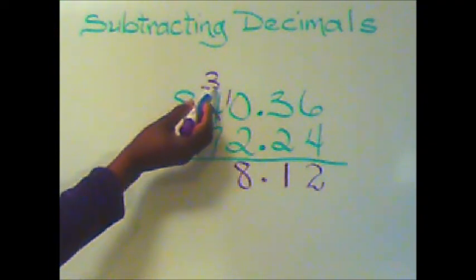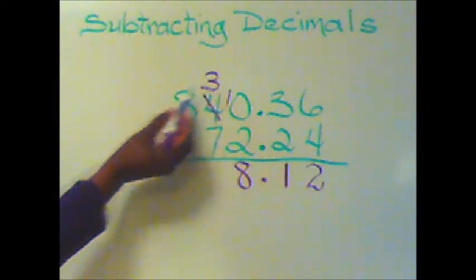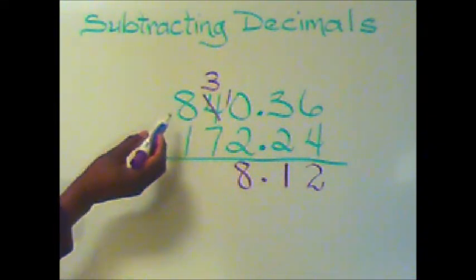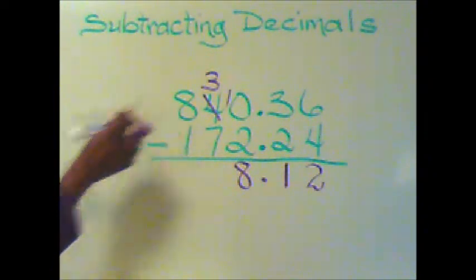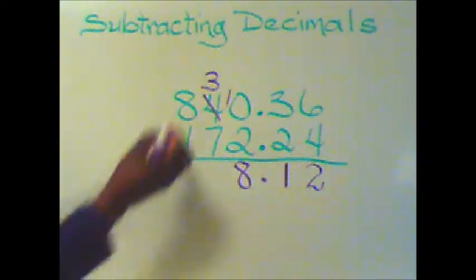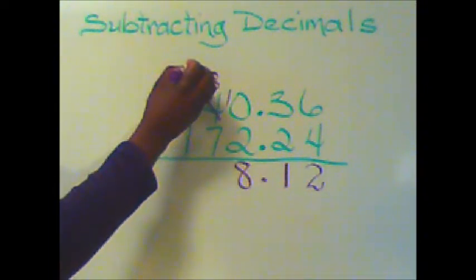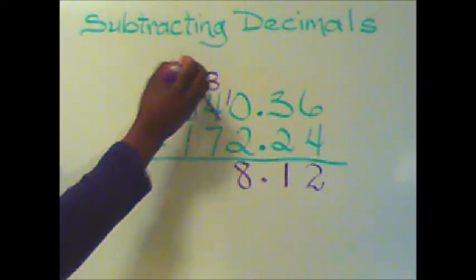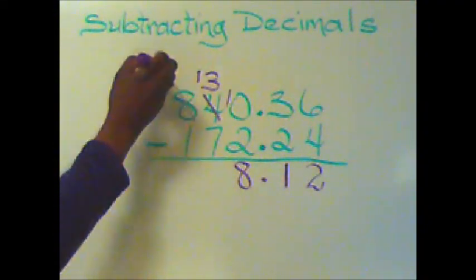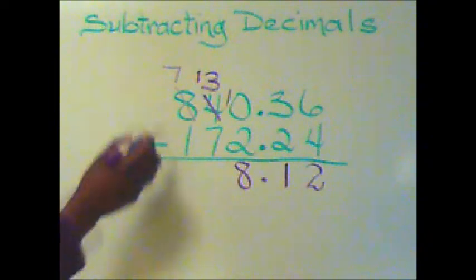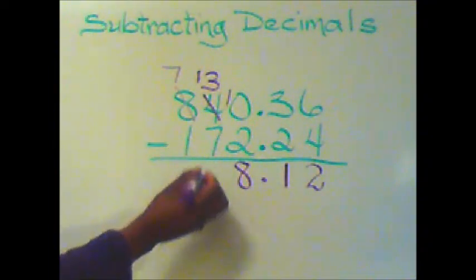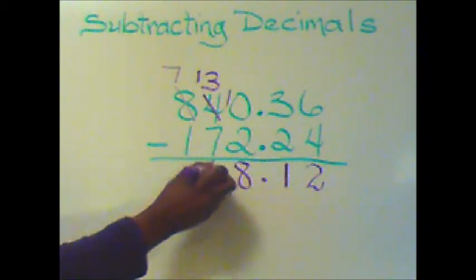So my neighbor in the tens place goes over and says, hey neighbor, can I borrow one of your hundreds that you have? Of course, my neighbor in the hundreds place, being a nice person, says yes. So he gives one of his hundreds to the tens place. Since he gave away one of his hundreds, he's left with 7. Now I can subtract. 13 minus 7 equals 6.